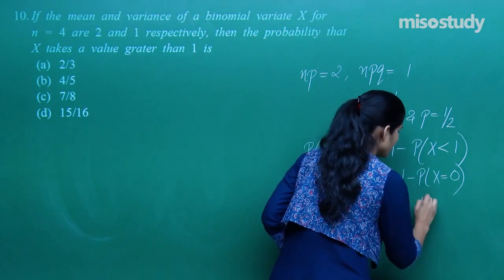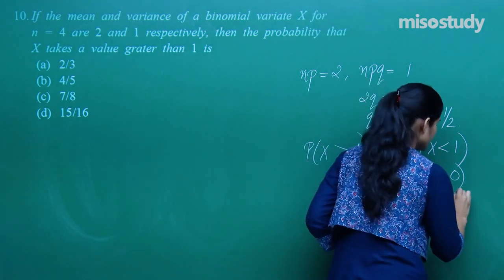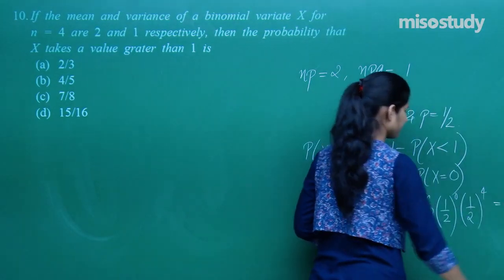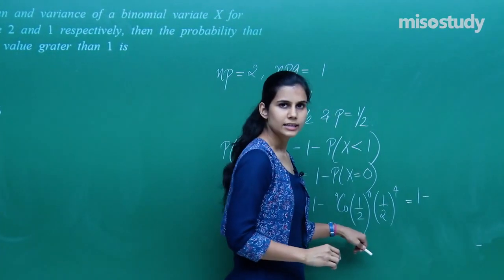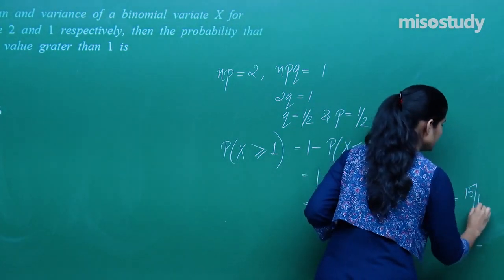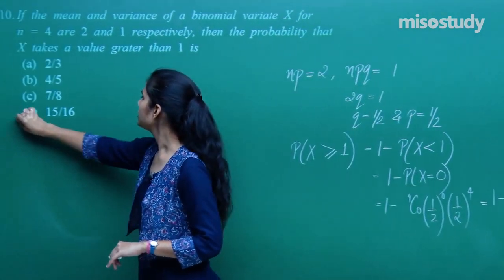So what is this? This is again 4c0, p to the power 0, q to the power 4 minus 0. So this becomes 1 minus, so this is 1, this is 1, this is 16. So 1 by 16. So this becomes 15 by 16. So your probability is actually 15 by 16.